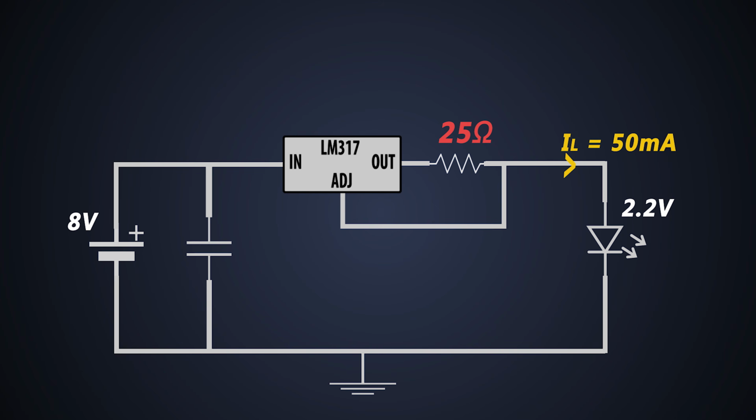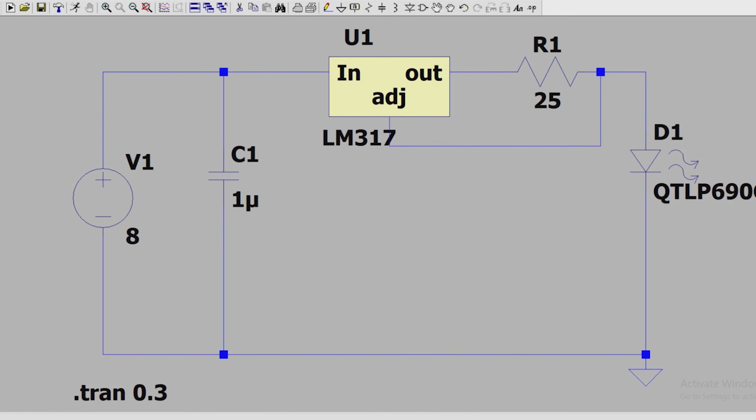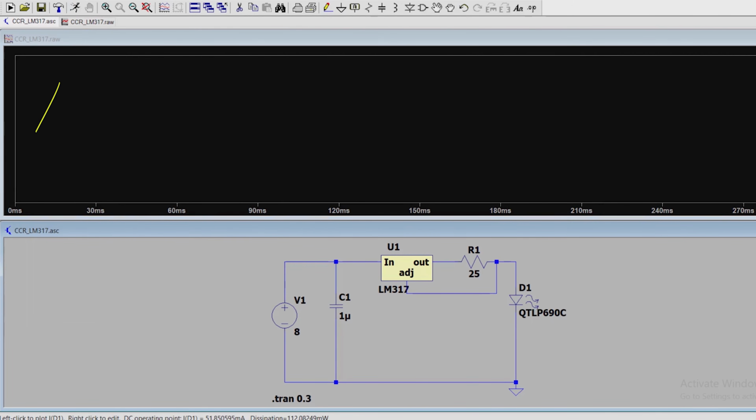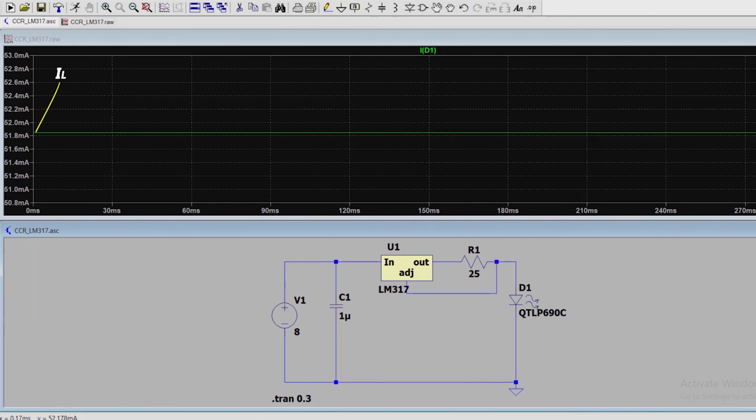Let's take the simulation of the circuit. I've connected one LED at the output. At the input side, I'm giving 8 volts DC supply. Now, when we simulate this, we get the constant current output of 50 milliamperes.